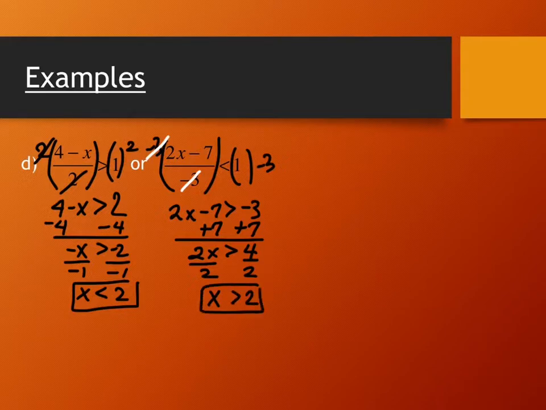So these are the 2 points we're here. And this word in between says or. This says x is less than 2 or x is greater than 2.